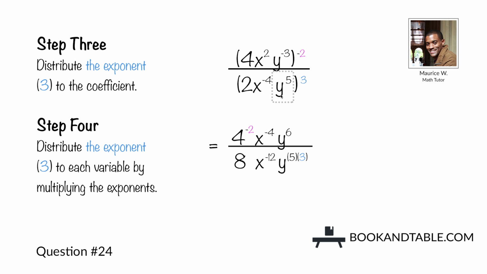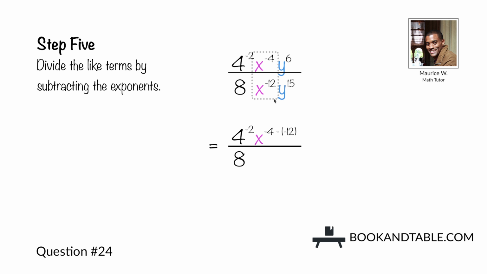Y, we have y to the 5th to a power of 3, which is y to a power of 5 times 3, which is 15. And now, step 5, divide the like terms by subtracting the exponents. So x to the negative 4 divided by x to the negative 12 is equal to x to the negative 4 minus negative 12, which is the same as negative 4 plus 12, which is positive 8. Y to the 6 divided by y to the 15th is y to the 6 minus 15, which is negative 9.